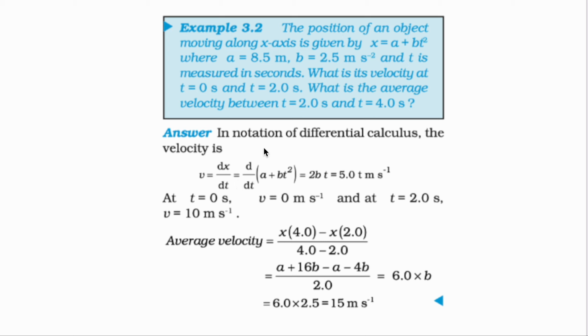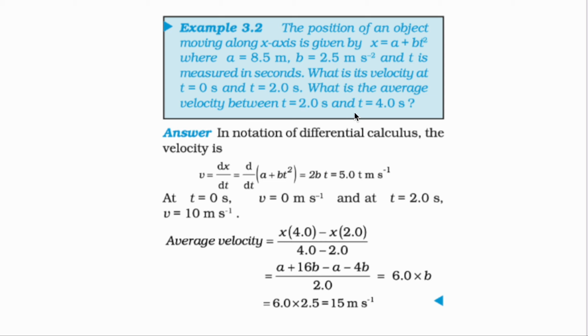So d by dt of a plus bt square. Okay, so we are differentiating this a plus bt square with respect to t. So a with respect to t becomes 0. That is the differentiation rule. They'll be teaching you this in maths. Even if I start teaching maths, I'll teach you this. If you guys want a basic video about integration and differentiation, please let me know. I'll upload it next time. And now bt square, differentiation with respect to t, becomes 2bt.